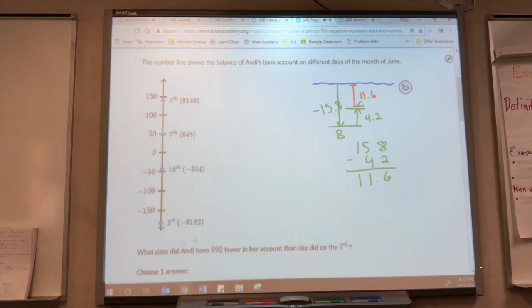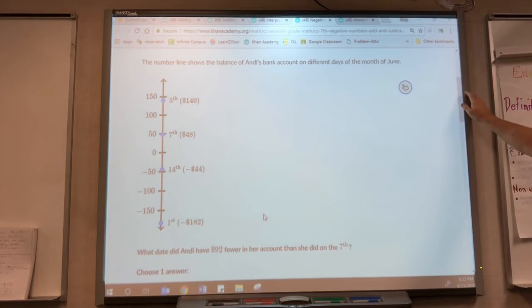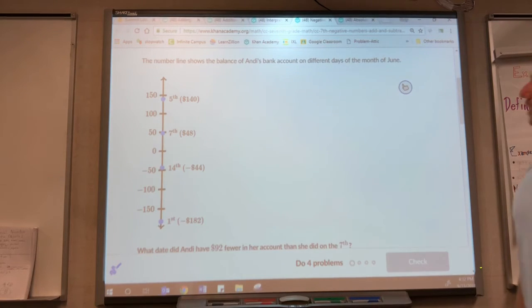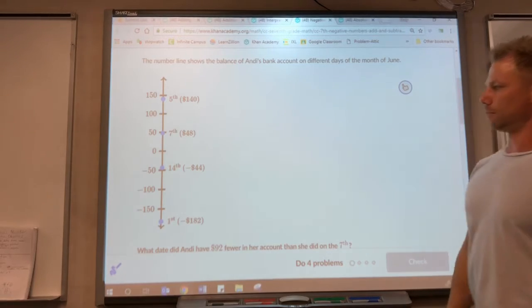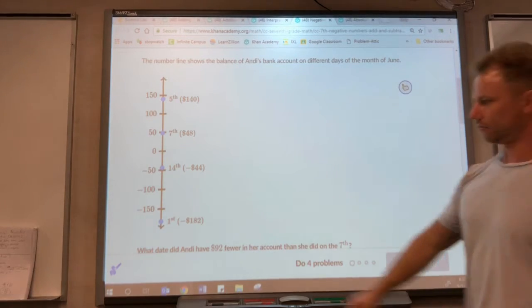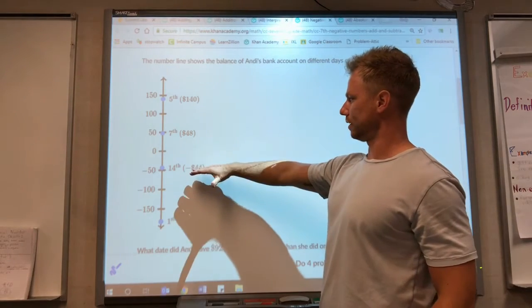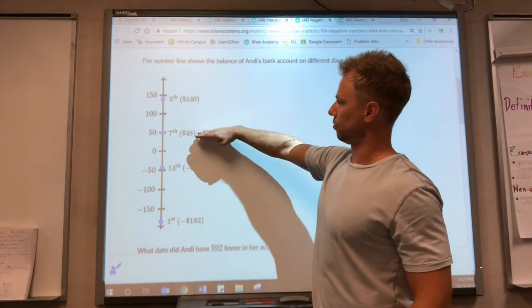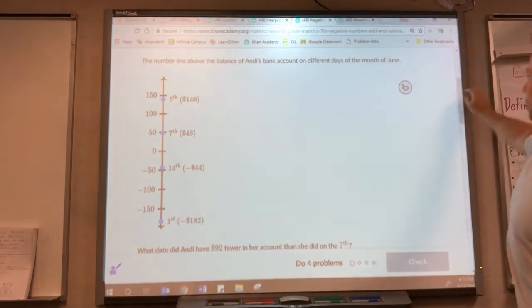Try one more. Okay, the number line shows the balance of Andy's bank account on different days of the month of June. Okay, the first, he's in the hole. The 14th, he's still in the hole, but only 44. The 7th, he's at positive 48. The 5th, he's at positive $140.